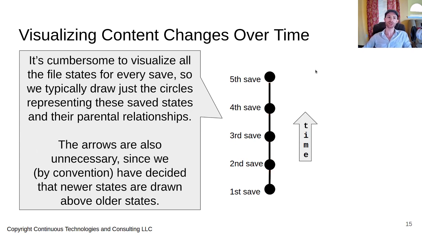Now you may have already noticed that it's pretty cumbersome to visualize all the file states for every save, and in this example we only have a handful of files. Real repositories can have thousands of files. So typically we just draw the circles representing those save states and the parental relationships. The arrows that we had before are actually unnecessary too, since by convention we have decided that newer commits are at the top and older commits are at the bottom. So by definition, the fourth save is the parent of the fifth save because the fifth save is above it, drawn visually in this way. I hope that makes sense.